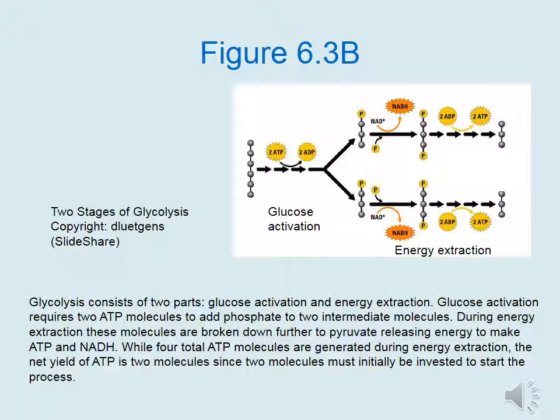Glycolysis consists of 2 parts, glucose activation and energy extraction. Glucose activation requires 2 ATP molecules to add phosphate to generate 2 intermediate molecules. During energy extraction, these molecules are broken down further to pyruvate, releasing energy to make ATP and NADH. While 4 total ATP molecules are generated during energy extraction, the net yield of ATP overall is 2 molecules, since 2 molecules must initially be invested to start the process.